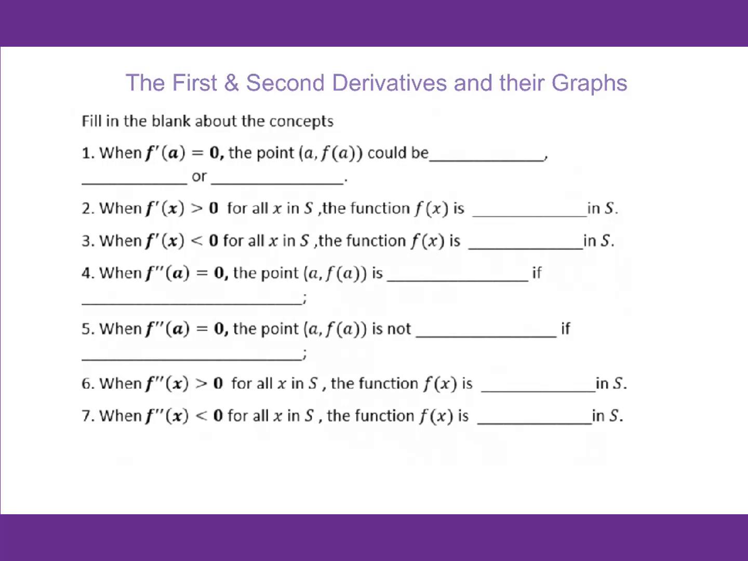This video is about the first and second derivatives and their graphs. Fill in the blank about the concepts. When f prime of a equal to 0, the point (a, f of a) could be maximum, minimum, or stationary inflection.